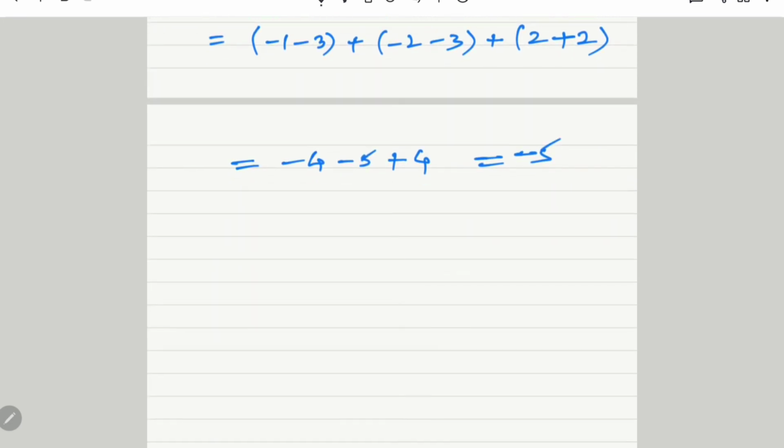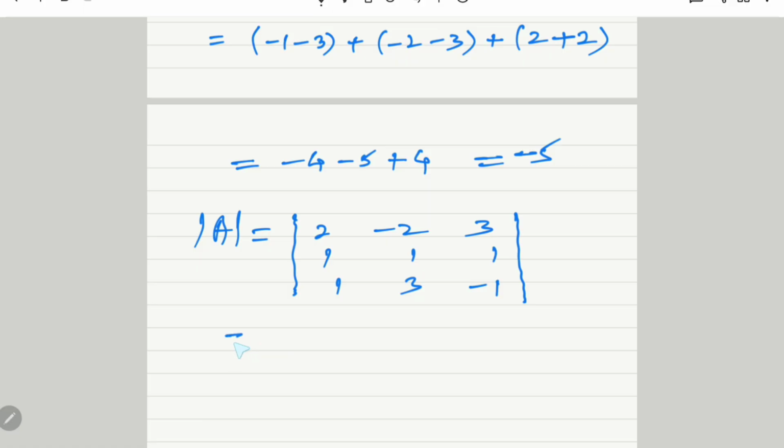Okay. Then determinant of A. It is the determinant of 2 minus 2 3, 1 1 1, 1 3 minus 1. Evaluate as usual. We are evaluating the third order determinant. Therefore, 2 into, neglecting this row and this column, determinant of this 1 1 3 minus 1. Therefore, directly I will perform that calculation.